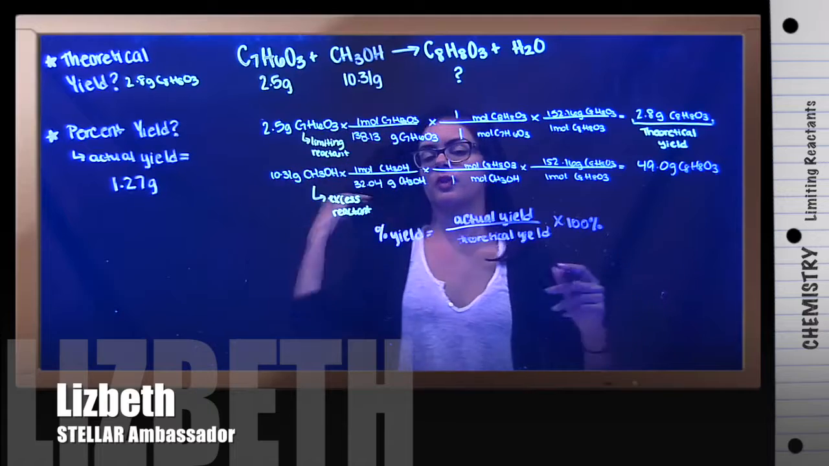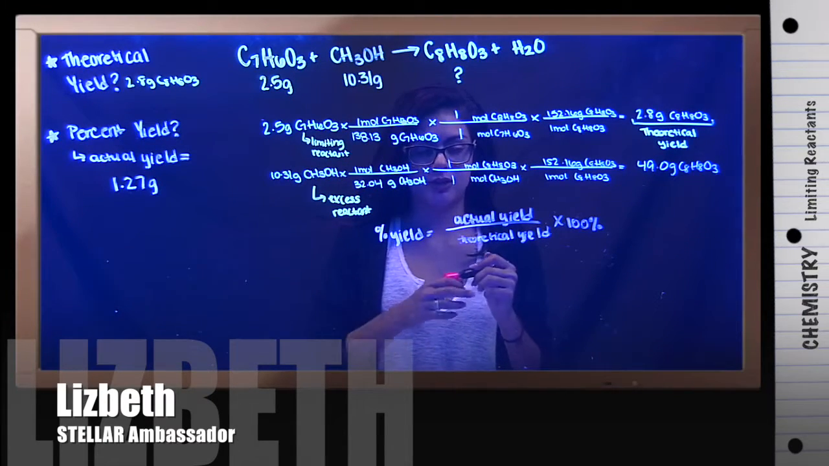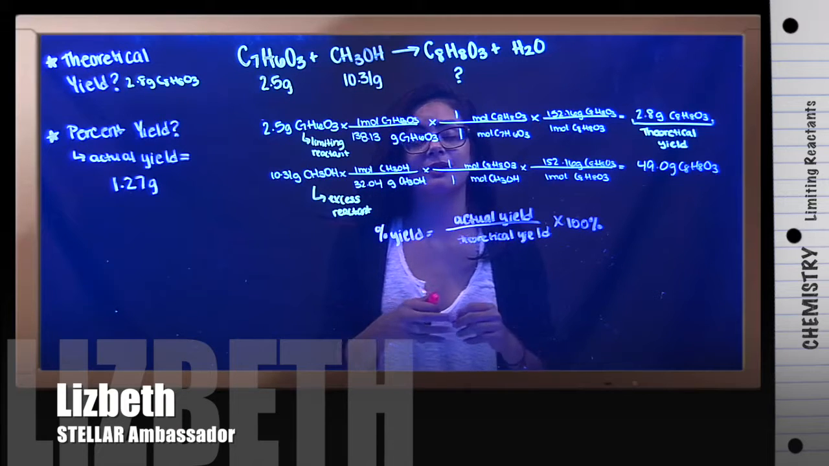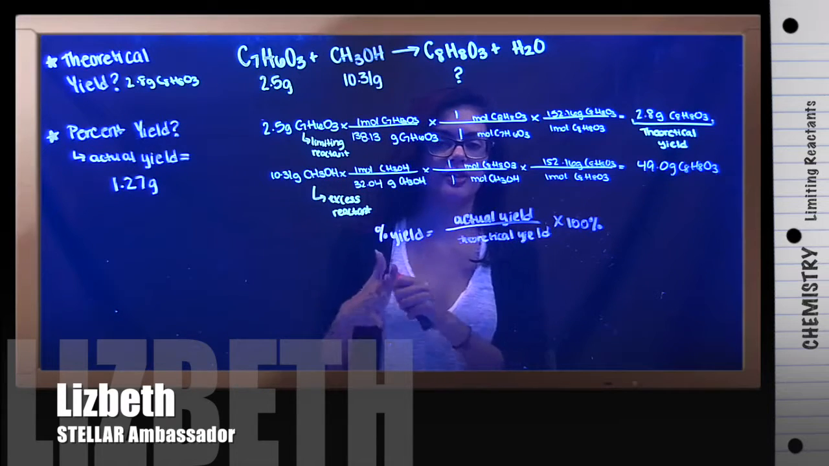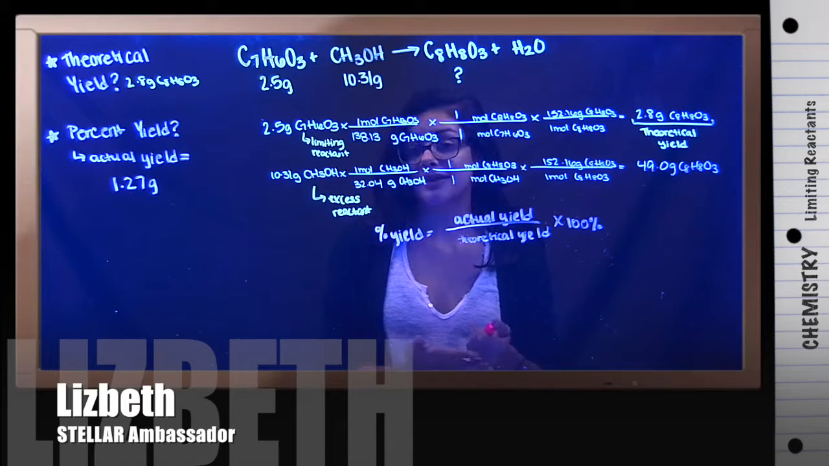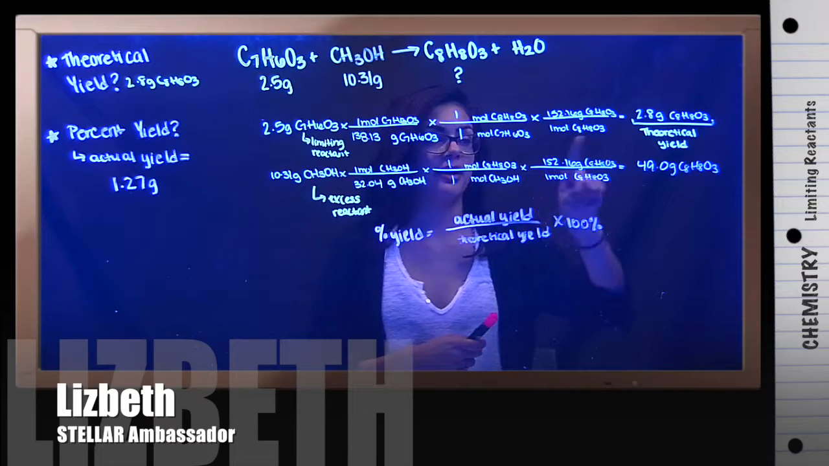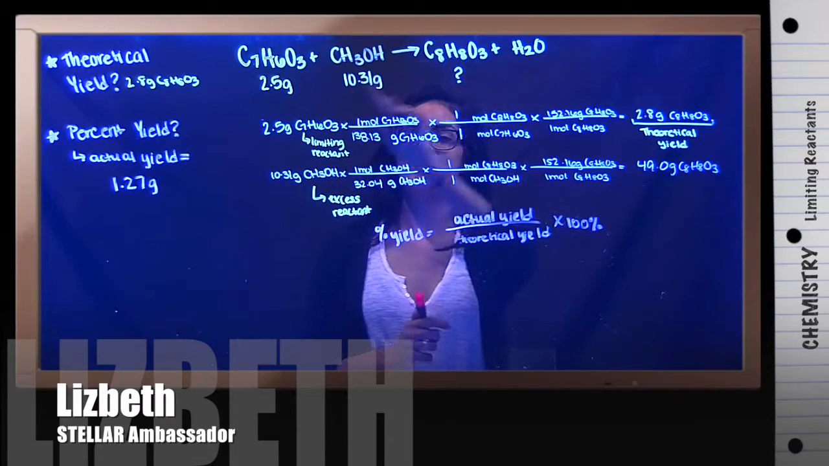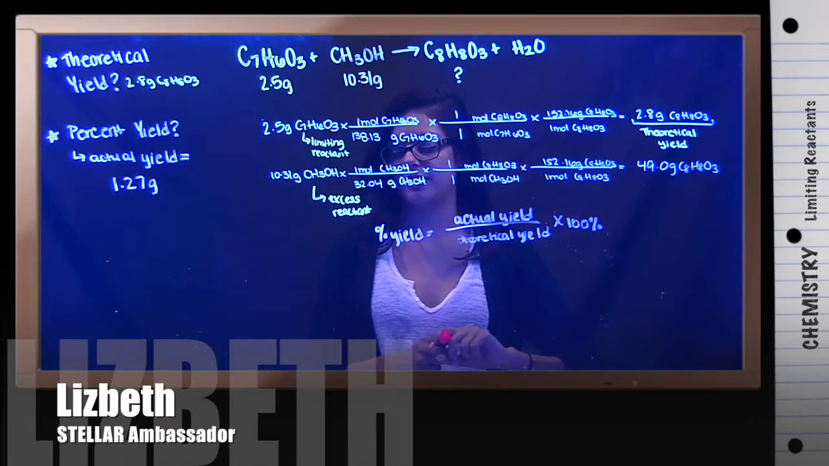Unfortunately, we don't live in a perfect world, so when we carry out an experiment, things don't always go as planned. So our actual yield is usually quite small compared to our theoretical yield. So if you're ever confused as to which one's the actual yield versus the theoretical yield, it's going to be the smaller value. Also, the actual yield is always given to you unless you actually perform the experiment yourself. And the theoretical yield is going to come by the stoichiometry. So if you did math to get the value, that's going to be your theoretical yield.